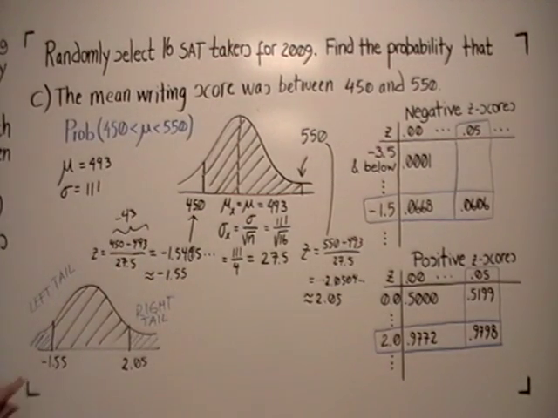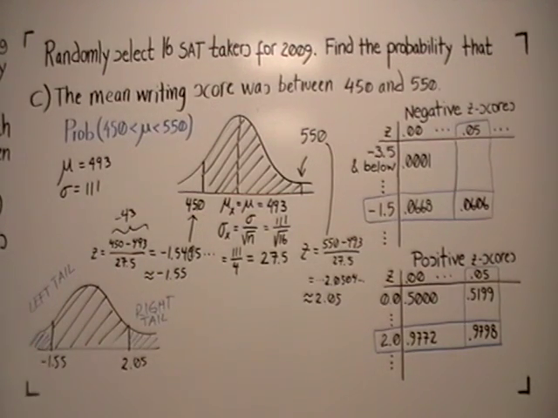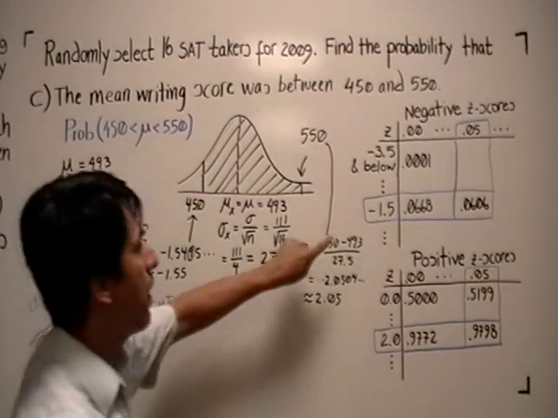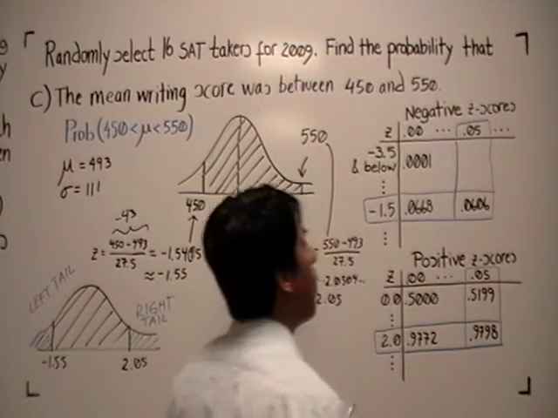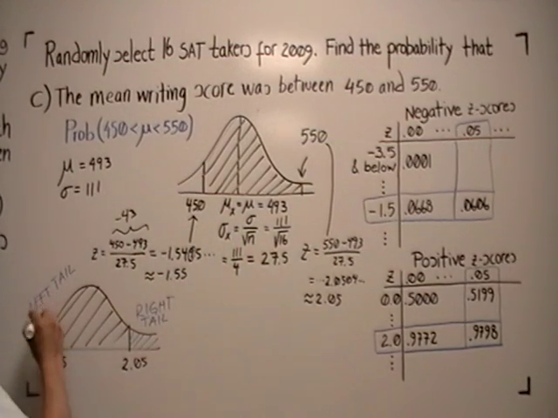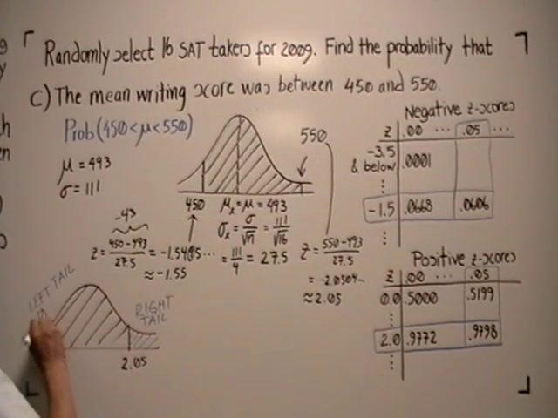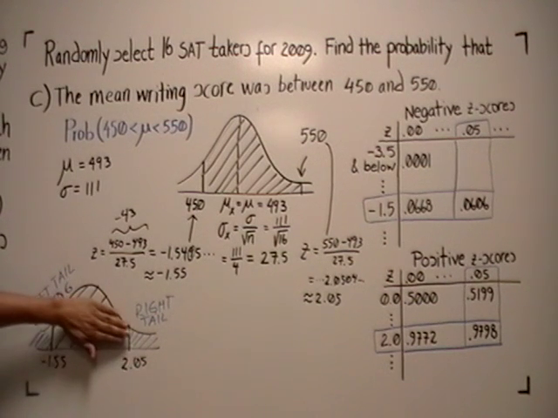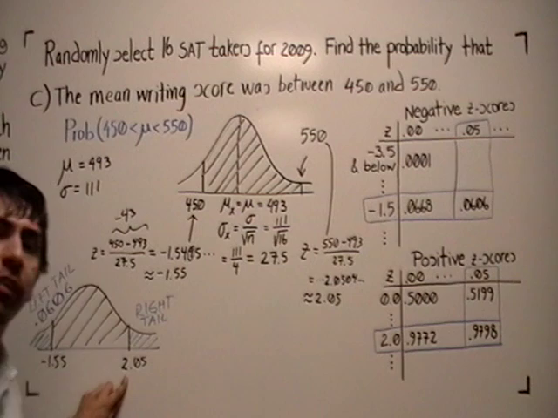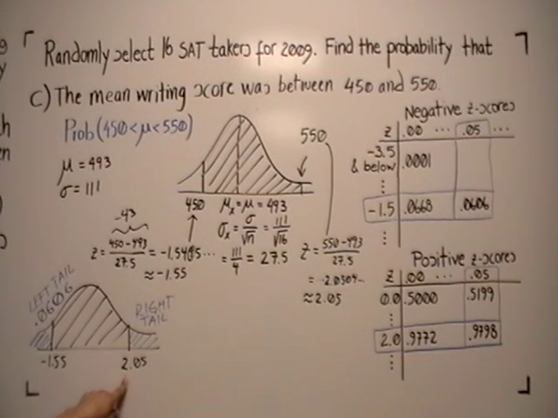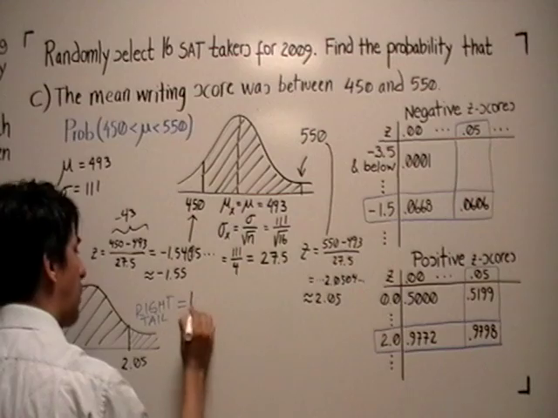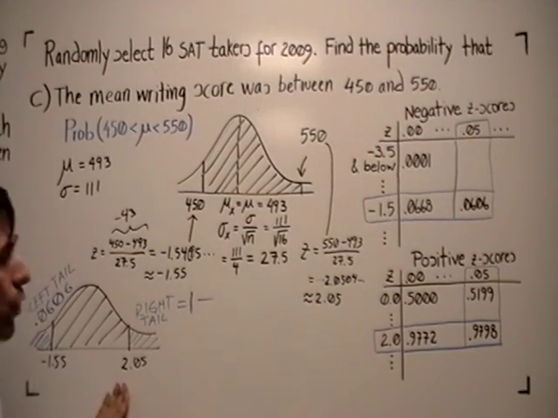So let's see, negative 1.55, what's the area to the left? According to our negative z-scores table, the area to the left of negative 1.55 is 0.0606. So the left tail has an area of 0.0606. Now to find the area of the right tail, we have to find the area to the left of 2.05, and we're going to subtract that from 1. So the right tail is going to be 1 minus the area to the left of 2.05.